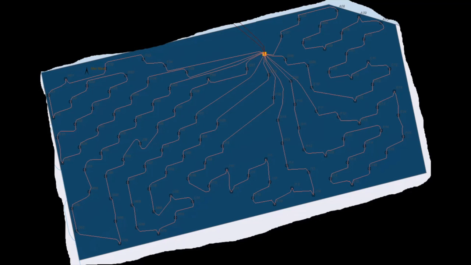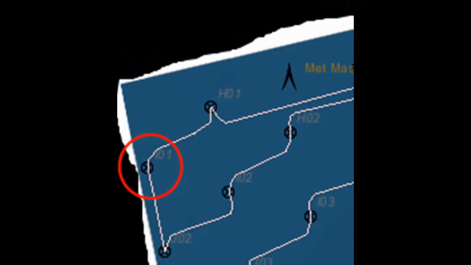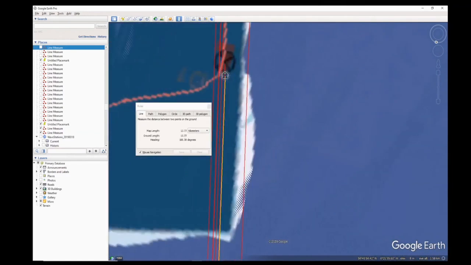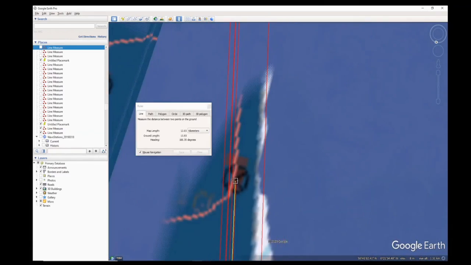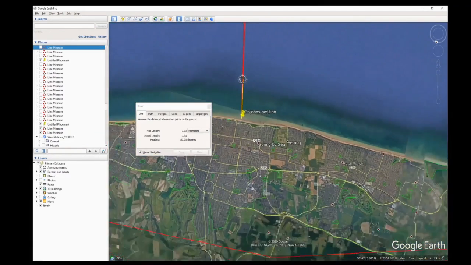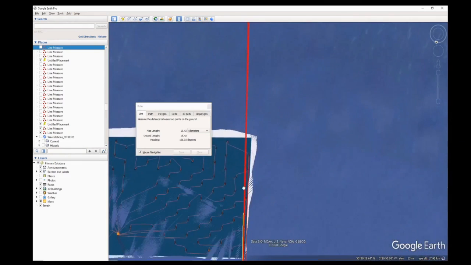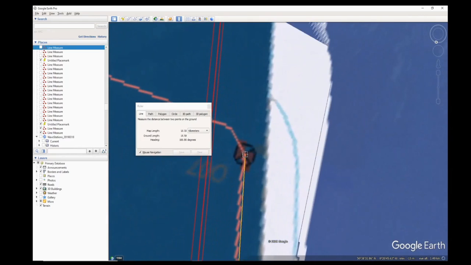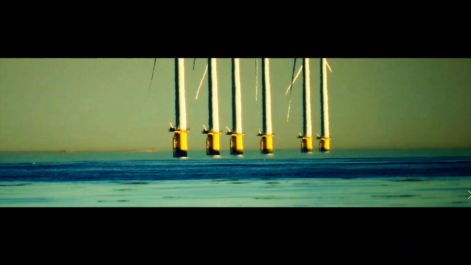The distance to turbine I01 is 13.83 kilometers. And the distance to turbine 007, which is the turbine to the right of the image, is 18.58 kilometers. In the video and the enhanced photo, we can clearly see that the horizon is beyond both of these turbines.